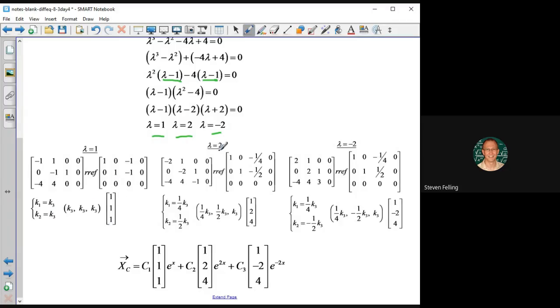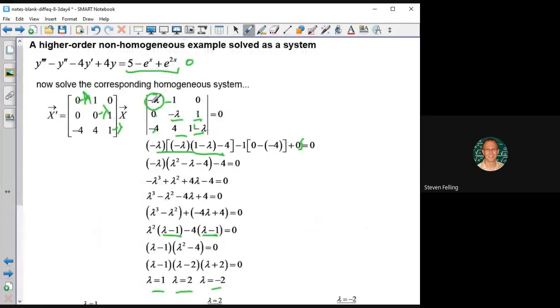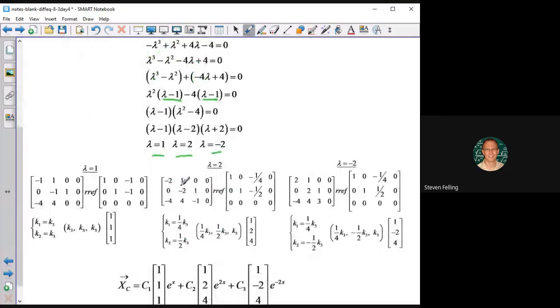And for lambda is 2, if we go over here and subtract, so we plug 2 in for these lambdas, and then do RREF and write the equations out, we're going to get that K1 and K2 can be rewritten in terms of K3. There's fractions here, so it's convenient if you make K3 4, because then K2 is half of that, so it's 2, and K1 is 1/4, which is 1. So 1, 2, 4 is a convenient eigenvector for lambda's 2 eigenvalue.